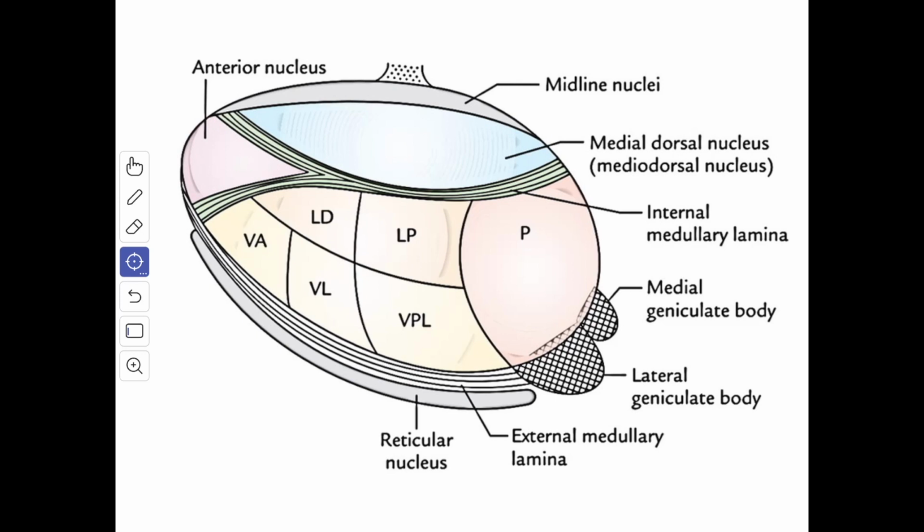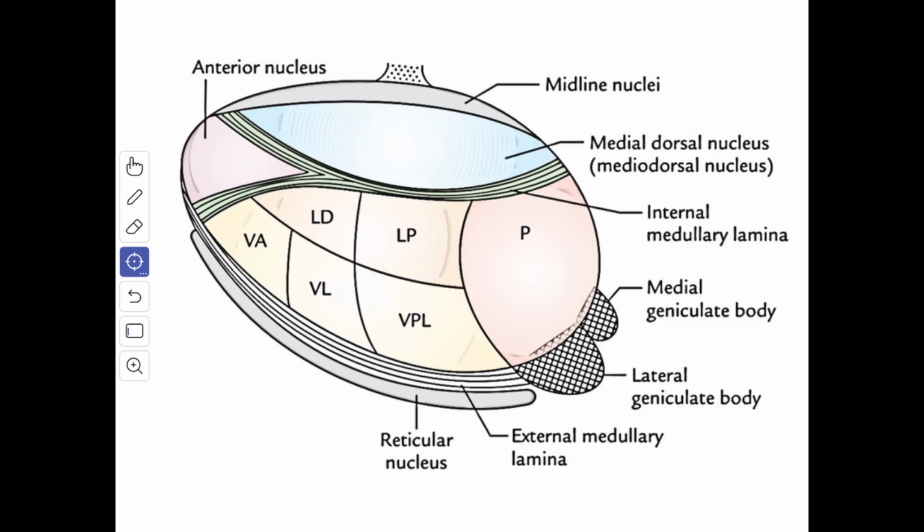So this Y-shaped internal medullary lamina divides the thalamus into three main parts: an anterior part, a medial part and a lateral part. The anterior part includes the anterior tubercle and lies between the two limbs of the Y. The medial and the lateral parts lie on either side of the stem of the Y. Each of these parts consists of a number of nuclei. Next we'll see the thalamic nuclei.